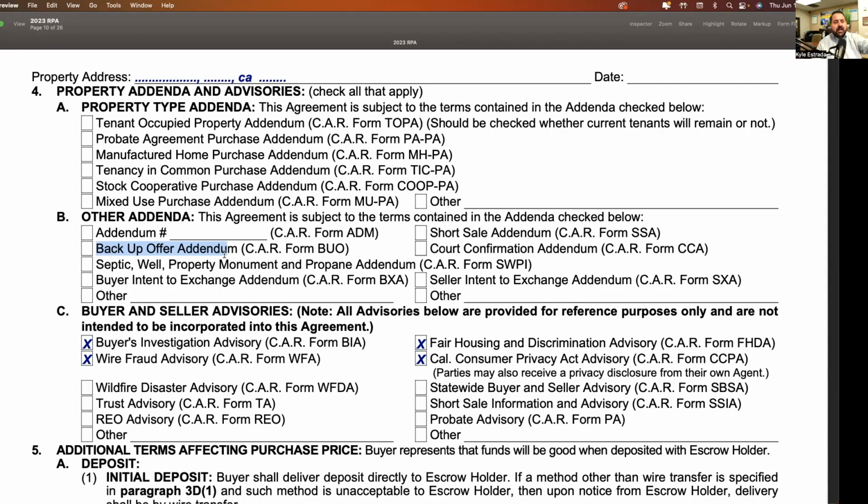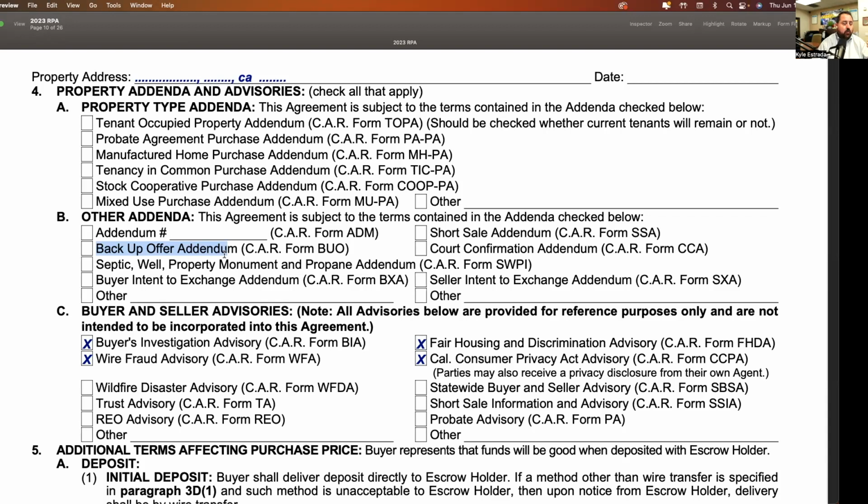Any other addenda that you may want to include, I don't know what else there could be, but if you wanted to, you check other and you type the name of those addenda in there. Okay. The buyer and seller advisories, the reason those boxes are checked is because they're automatically incorporated into this purchase agreement every time you pull one up. The buyer's investigation advisory, the wire fraud advisory, the fair housing discrimination advisory, and the California Consumer Privacy Act advisory are always attached. Okay. So those things are going to automatically be checked.